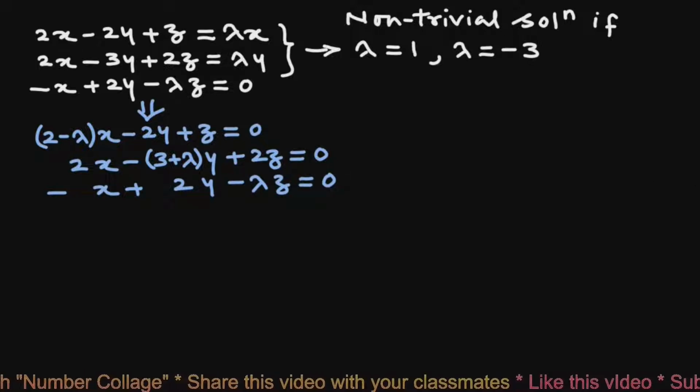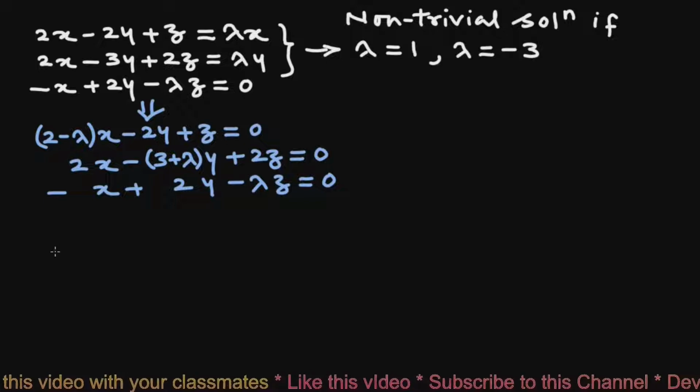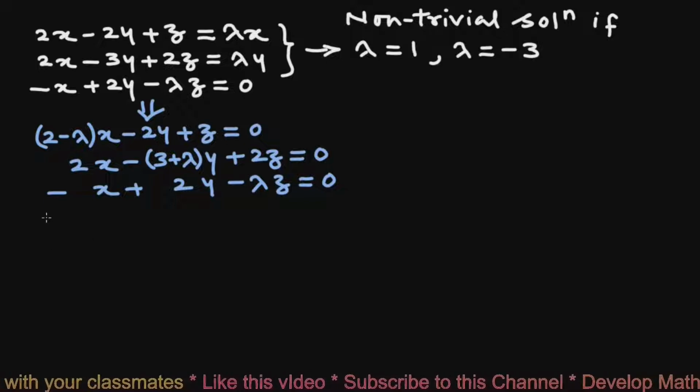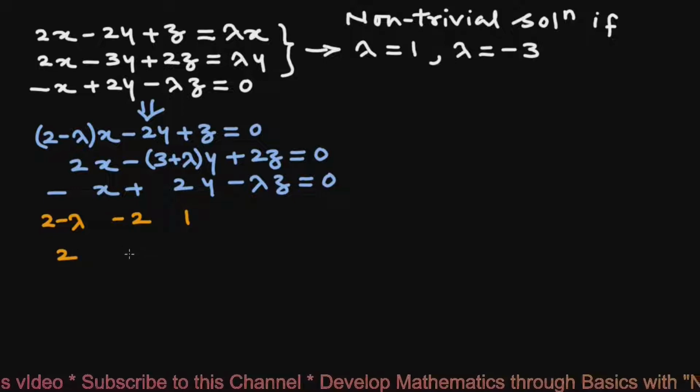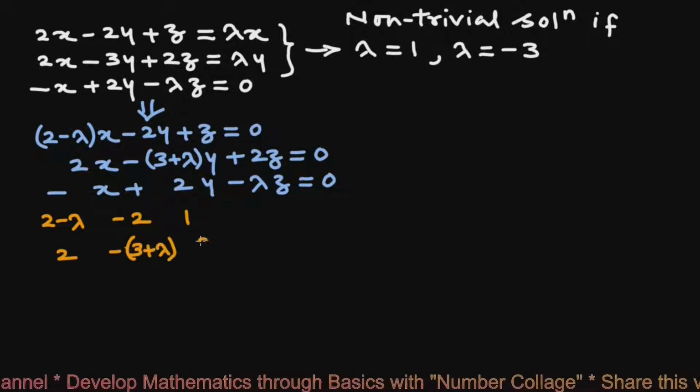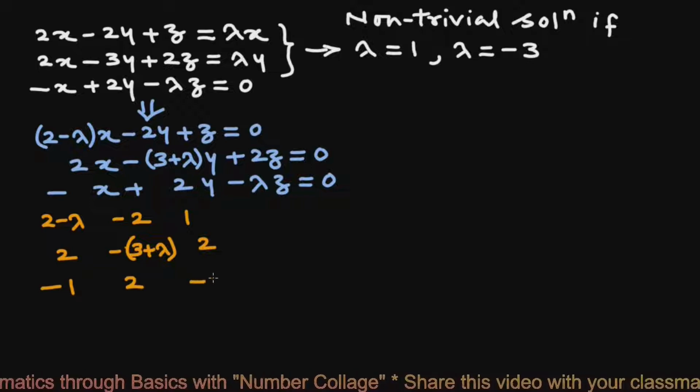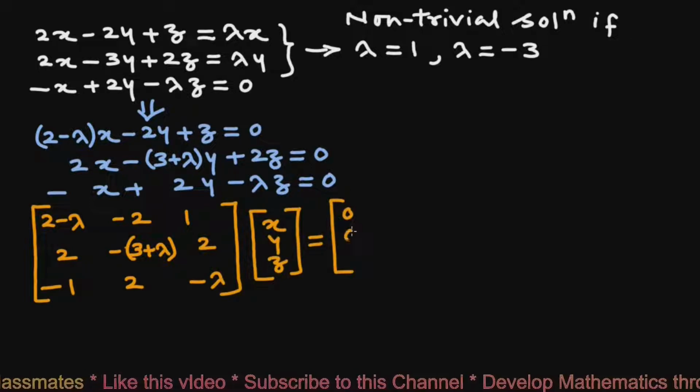These are homogeneous linear equations. We first write their matrix equation, which will be [2 minus lambda, minus 2, 1; 2, minus 3 plus lambda, minus 1; 2, minus 1, 2 minus lambda] times [x, y, z] equals [0, 0, 0].